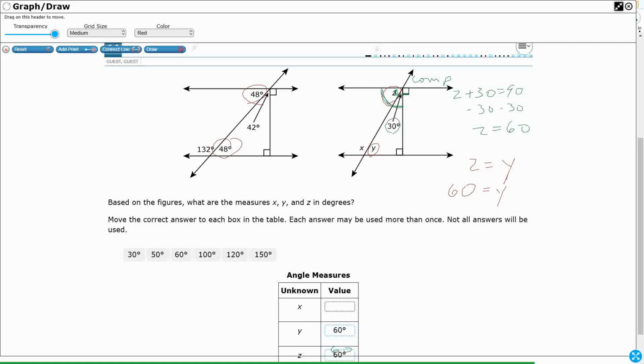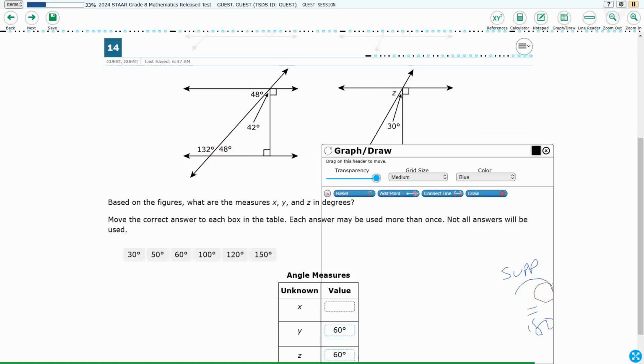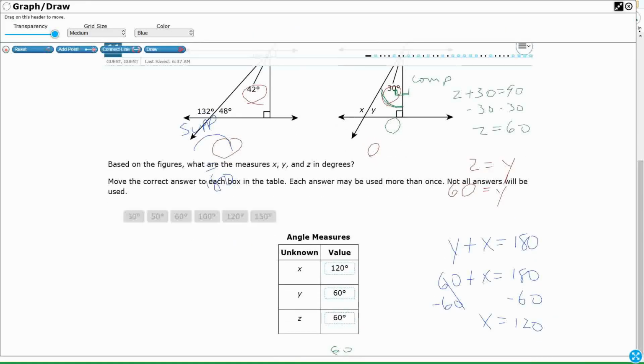And then that last one we found was the supplementary angles right here. Right? These two were supplementary. That means they equaled 180. So that means y plus x equals 180. And if y equals 60, 60 plus x equals 180. Let's subtract 60 from both sides. That's going to get x equals 120. All right, so there we go. That is my full credit 2-point answer there.